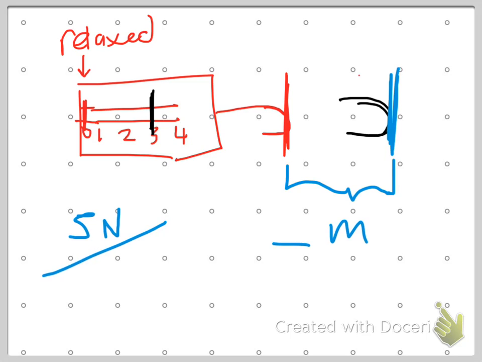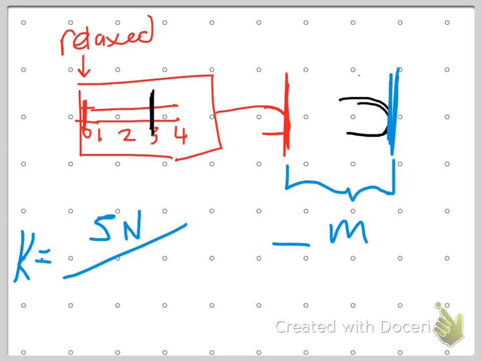So k equals 5 newtons divided by what? Be careful. There you go. 10 centimeters would actually be 0.1 meters. Oh yeah, that's what you said. What's the spring constant of that spring?